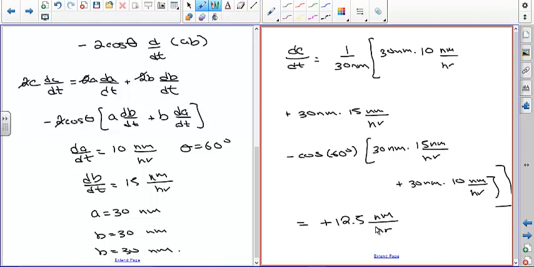So I got 375 inside the parentheses, and I divided by 30, which was this part, right? So I divided by C, that's that part. And then the rest of it was A times dA/dt plus B times dB/dt minus cosine of 60 degrees times A times dB/dt plus B times dA/dt. Okay, so you guys can turn that in.